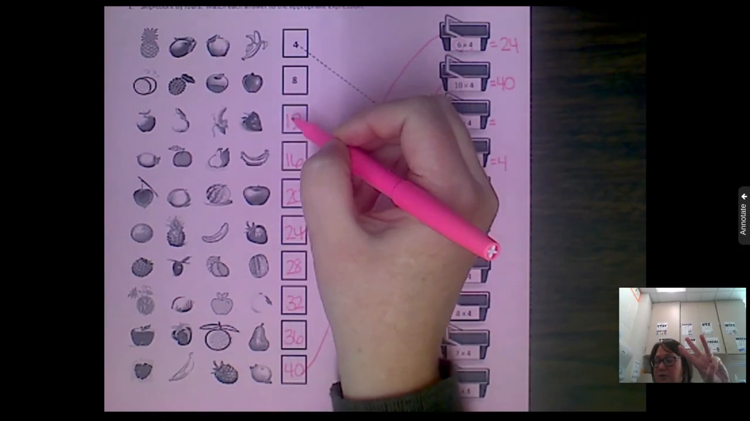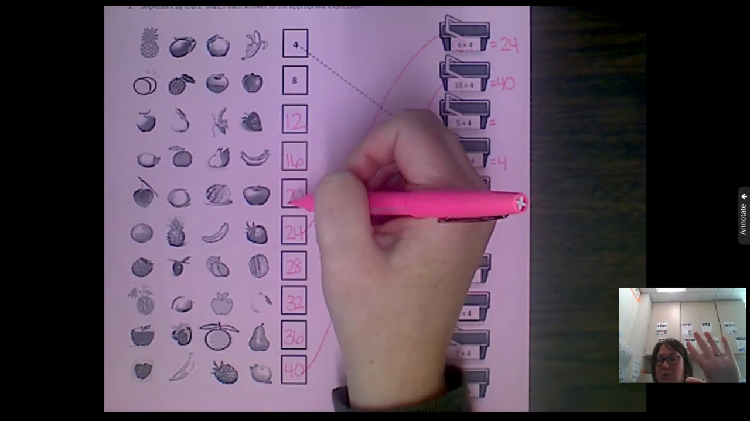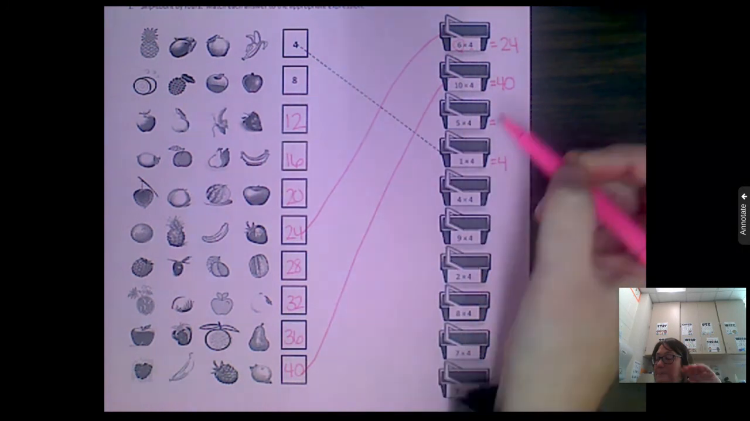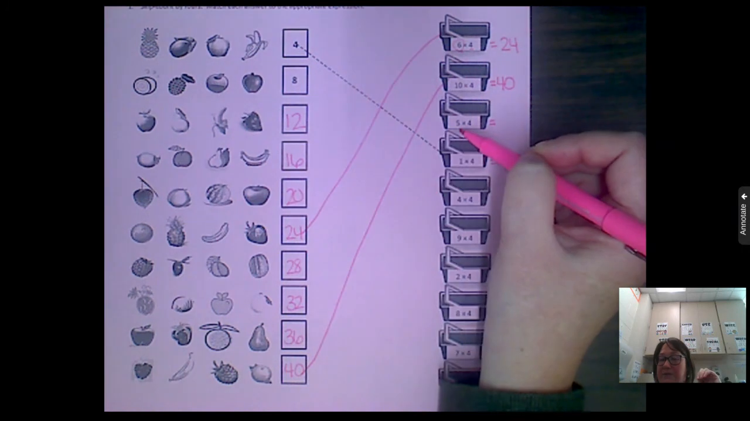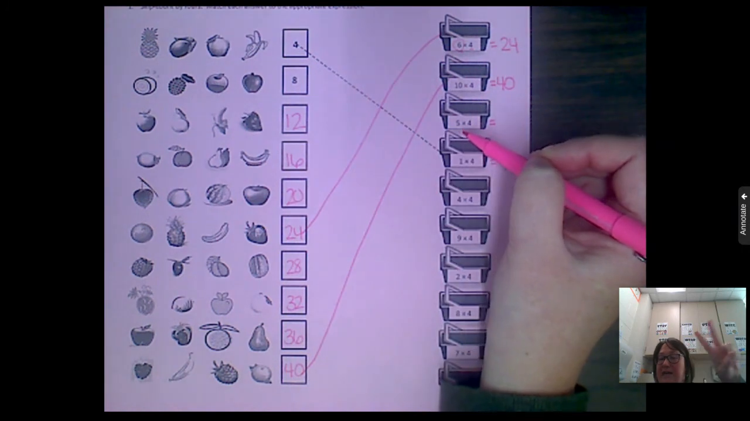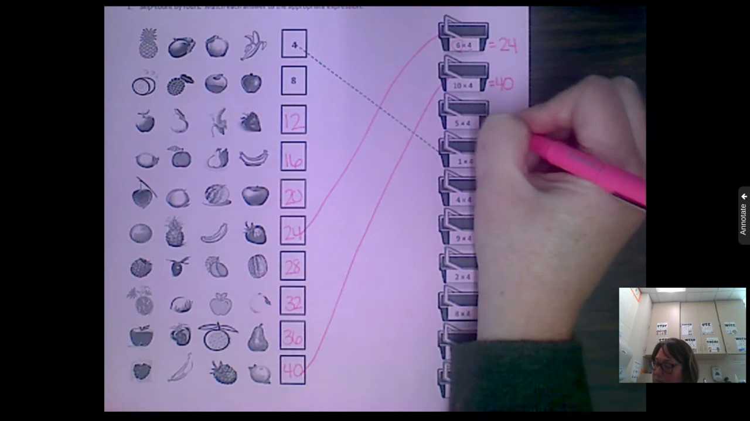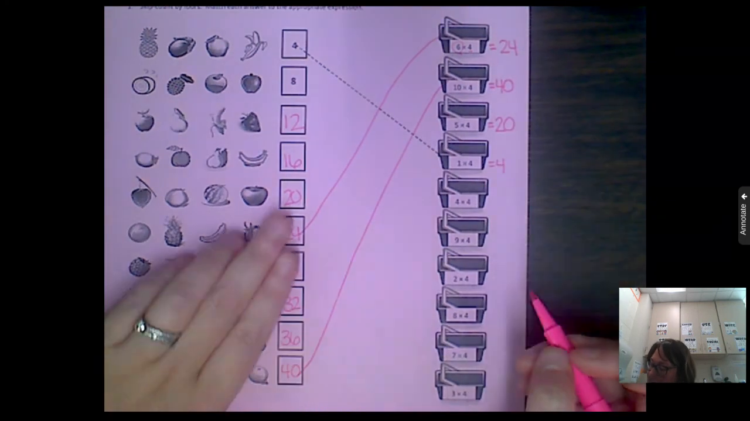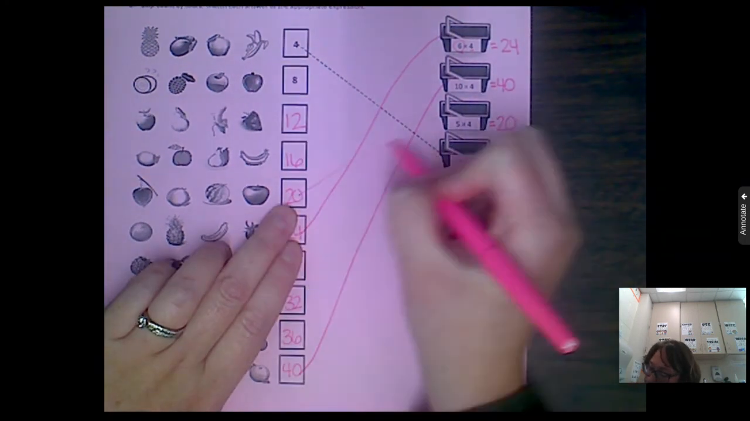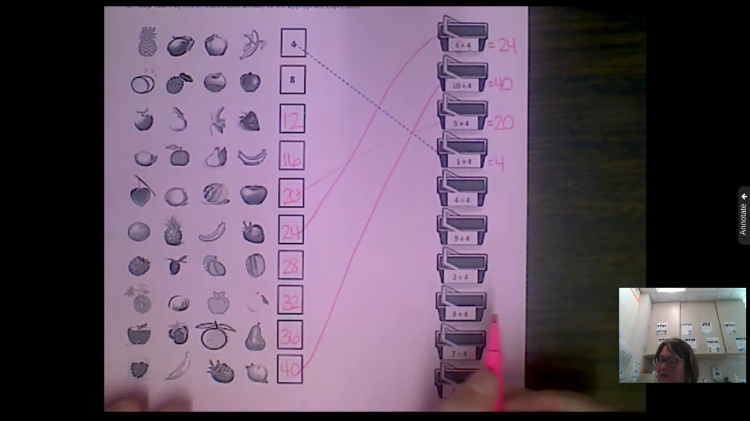4, 8, 12, 16, 20. So I can do that, but I can also count by 5s 4 times. Ready? Because we can do that fast. 5, 10, 15, 20. Let's try it even faster. Ready? 5, 10, 15, 20. So that equals 20. So then I can take that 20, which is right here, and write it over into the 5 times 4 picnic basket.